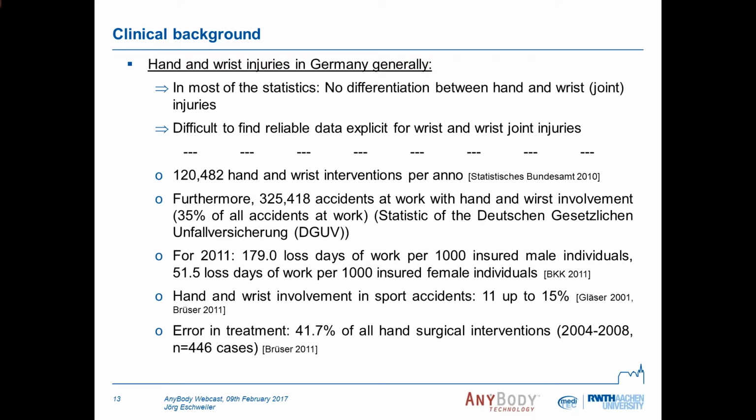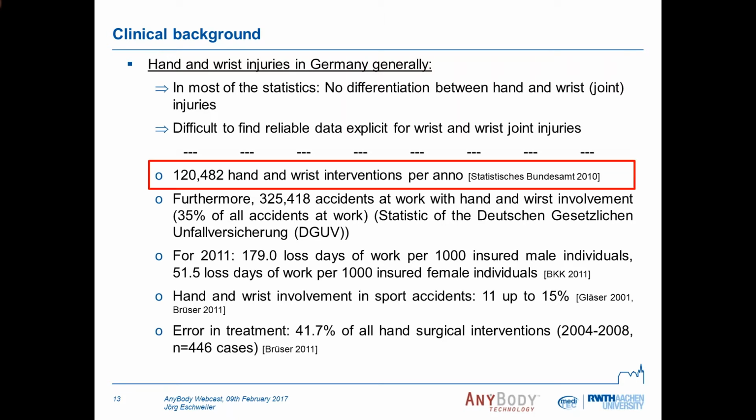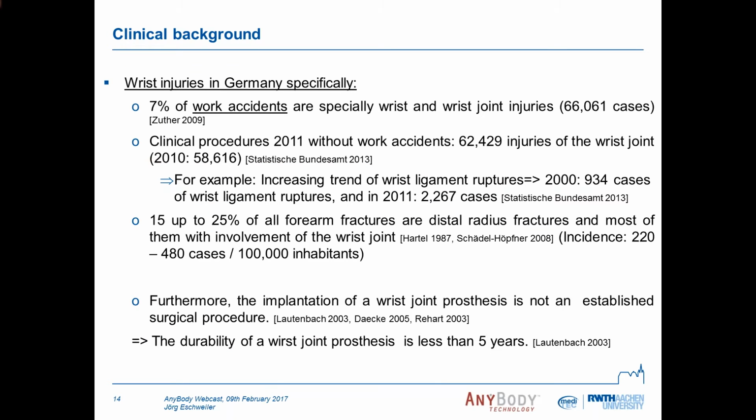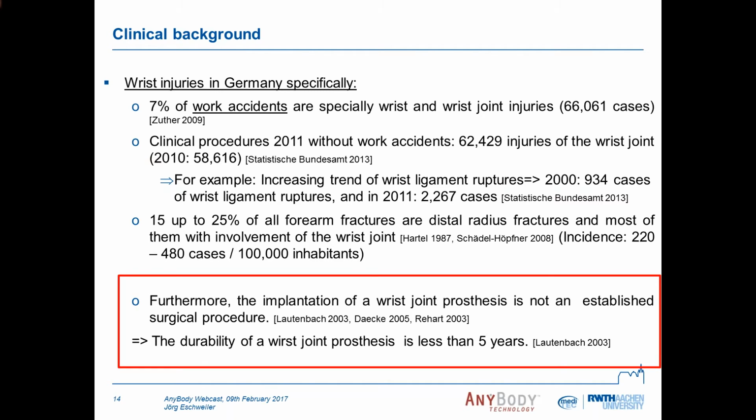If we take a short look at the statistics, we see, for example, that hand injuries have a great socio-economical impact. There are over 120,000 interventions per year where the hand and the wrist, respectively, are involved. The main problem is that there exists a high error rate in the wrist joint treatment. And also the implantation of a wrist joint endoprosthesis is not an established surgical procedure. This can be seen in the durability of the wrist joint prosthesis, which is less than 5 years on average.